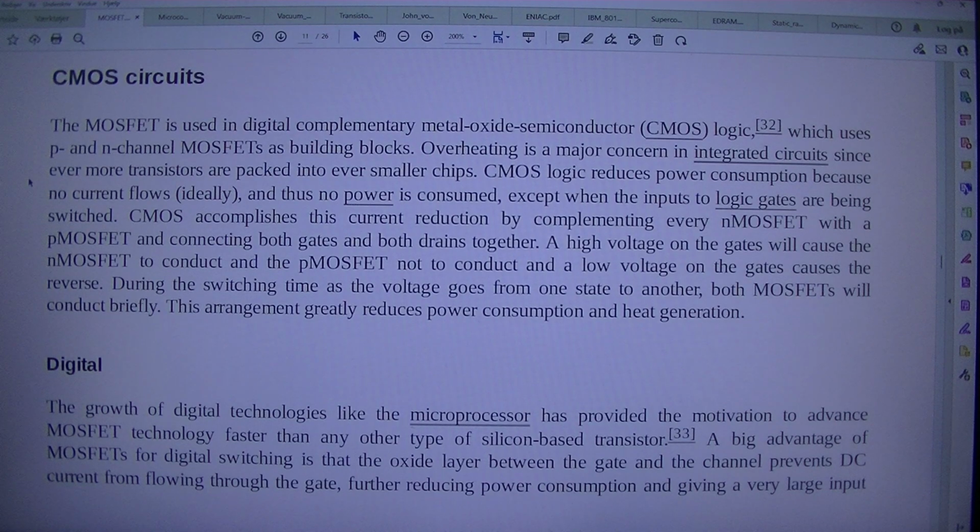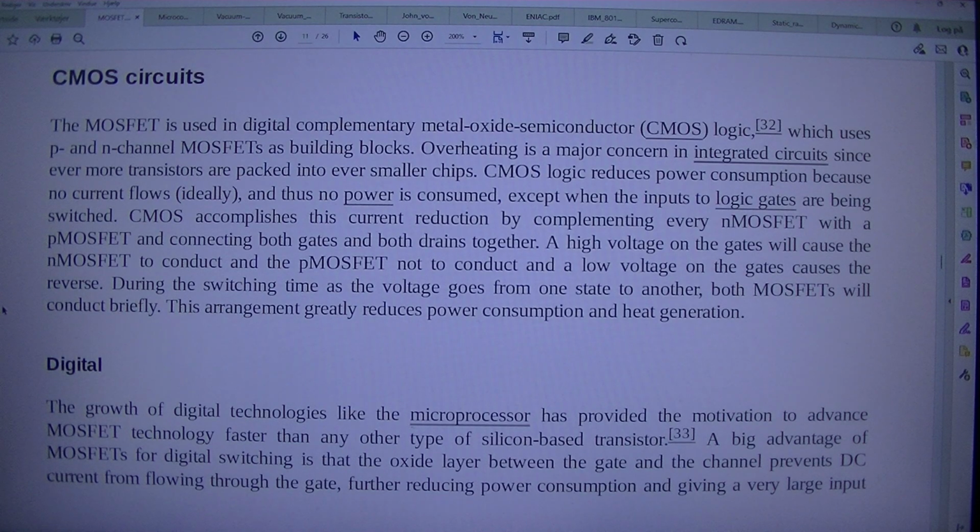Quasi no current flows, ideally, and thus no power is consumed, except when the inputs to logic gates are being switched. CMOS accomplishes this current reduction by complementing every NMOSFET with a PMOSFET and connecting both gates and both drains together. A high voltage on the gates will cause the NMOSFET to conduct and the PMOSFET not to conduct, and a low voltage on the gates causes the reverse.